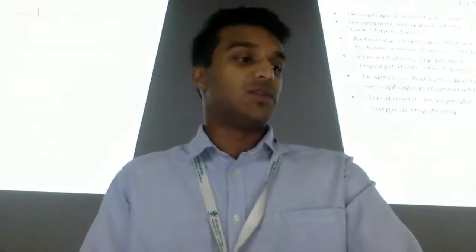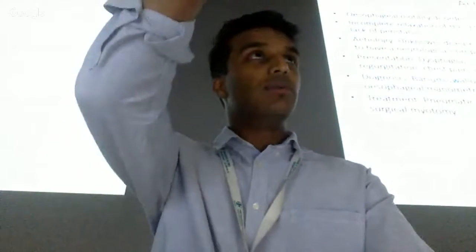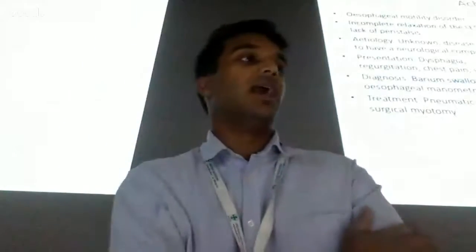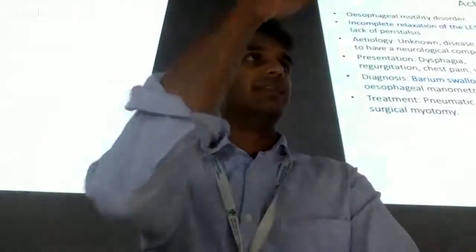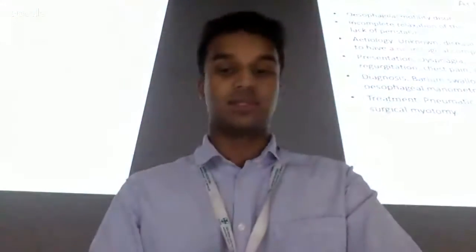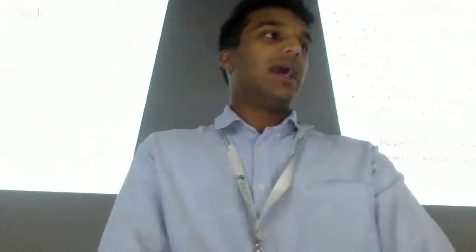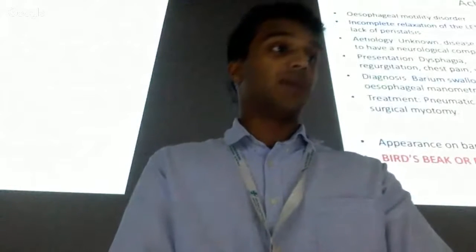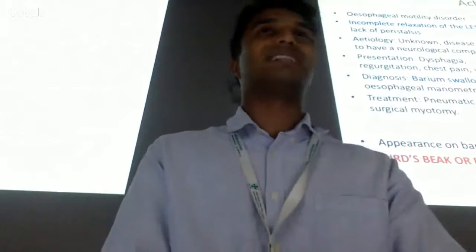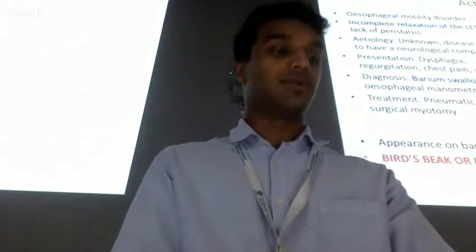There's treatment options as well. So pneumatic dilatation is when you forcefully put a balloon through the lower esophageal sphincter, and surgical myotomy is when you cut some of the lower esophageal muscle fibers. So this is an important bit for your exams and your buzzwords. The appearance on barium swallow is a bird's beak or a rat's tail. Okay, so that's very important.